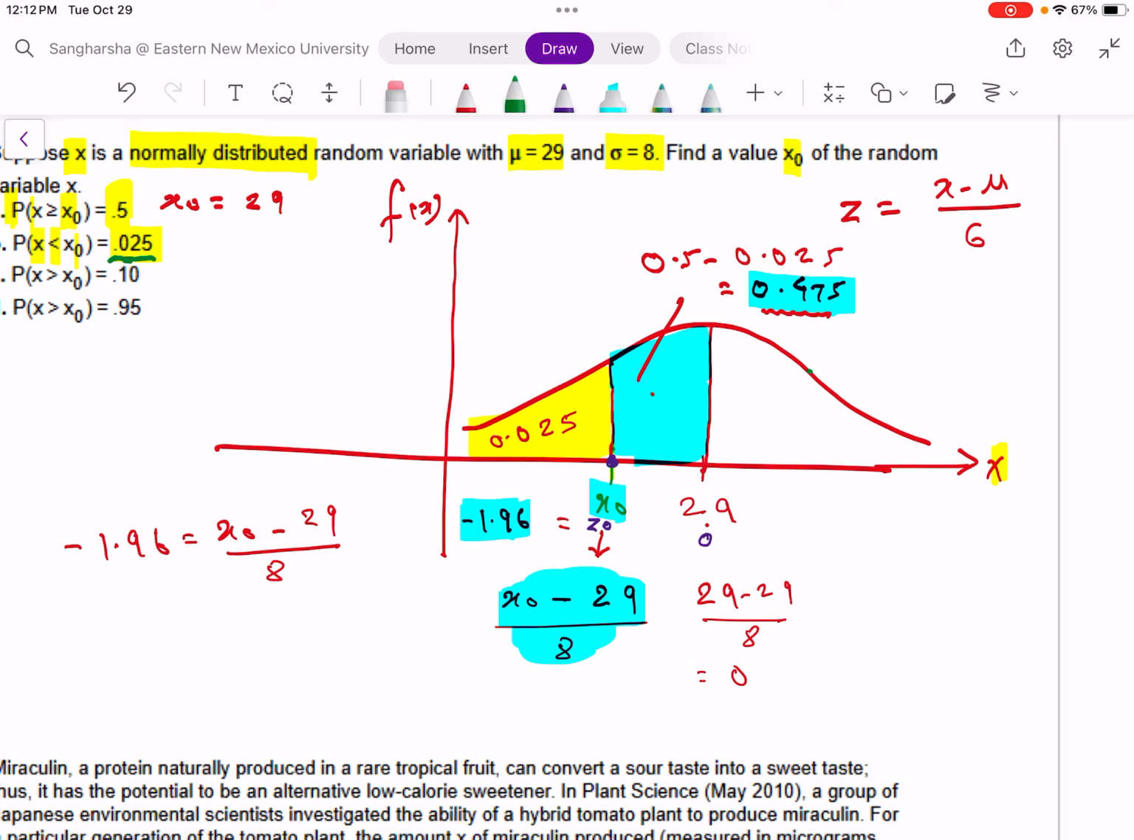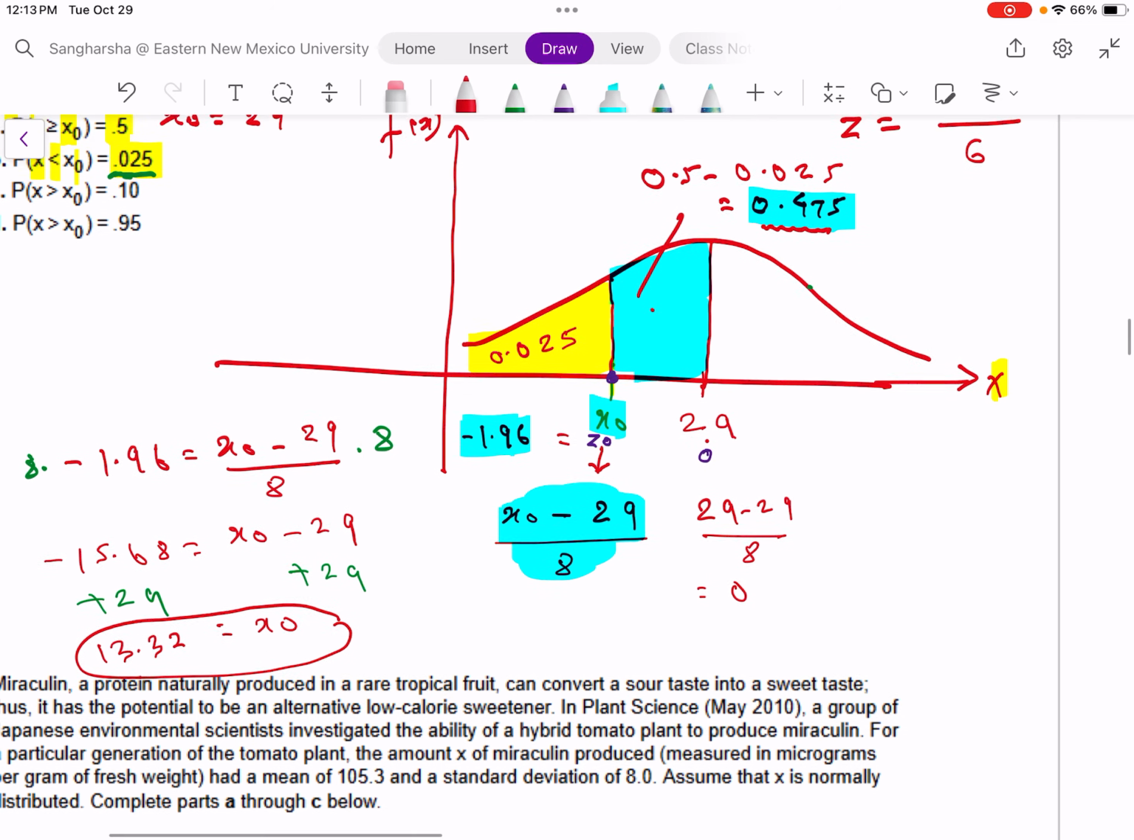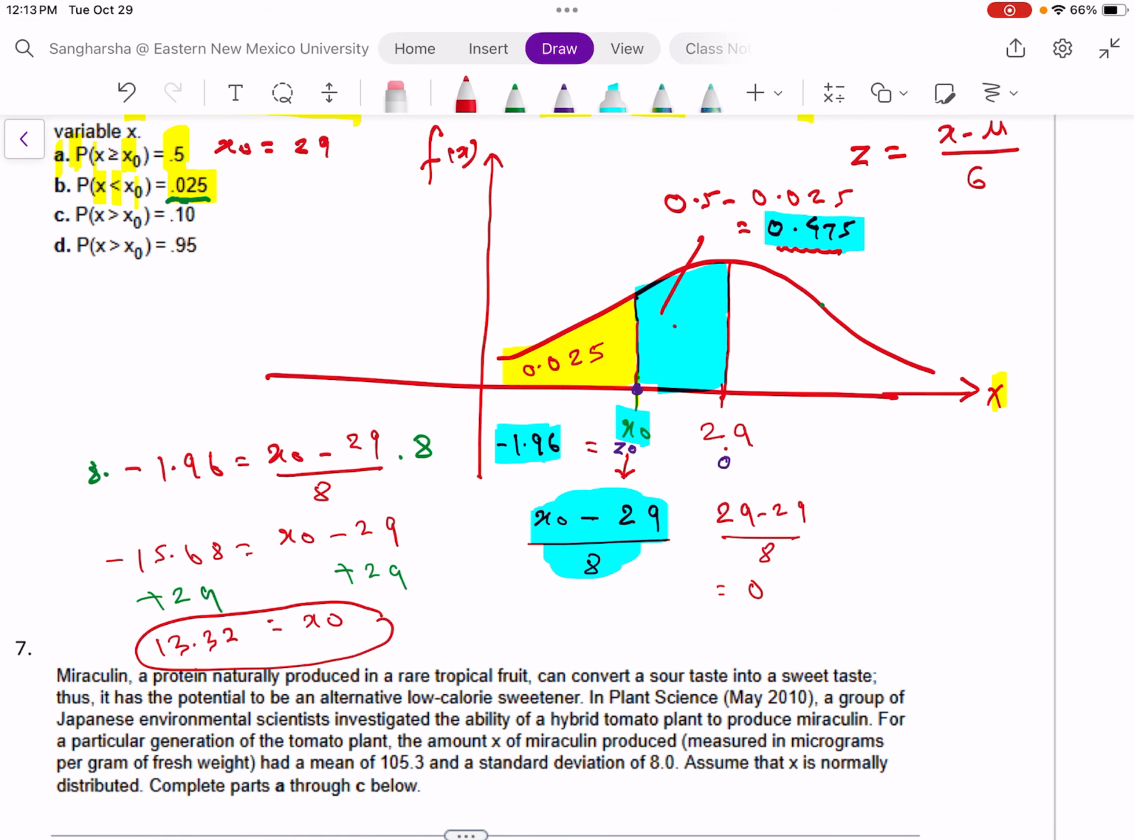Now we solve this. You multiply both sides by 8. 8 times negative 1.96, what is that? Equals X naught minus 29, and you add 29 on both sides, and our X naught is 13.32, and this is your final answer. At least you must have this much work for the full credit, and you'll have one question of this type. So make sure you know how to find the X naught.